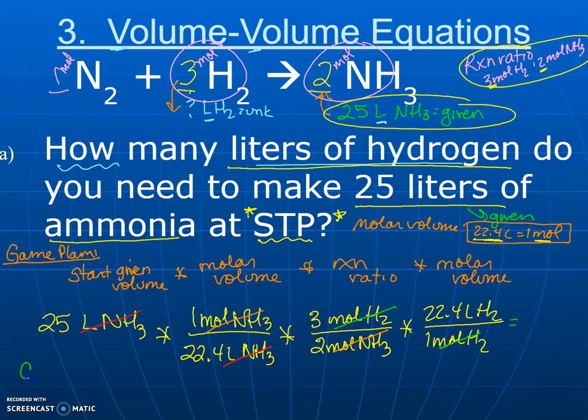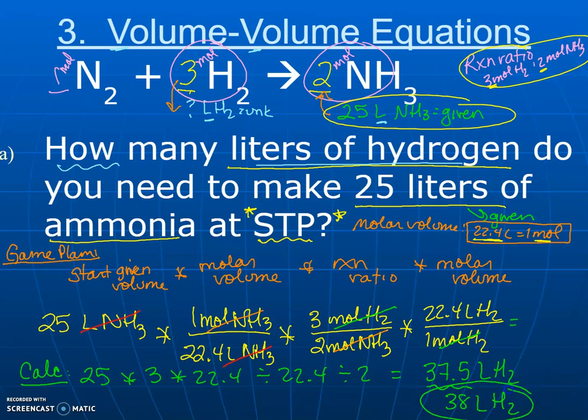Okay, now go grab your calculators if you haven't already. I'll wait. Push pause. Did you get it? I hope so. All right, and in the calculator, we multiply the entire numerator and divide by the entire denominator in one step. So that means you enter 25 times 3 times 22.4 divided by 22.4 divided by 2. And when you put this in the calculator, you get 37.5 liters of H2. With sig figs, this rounds to 38 liters of H2.